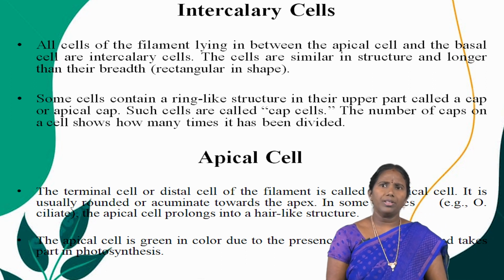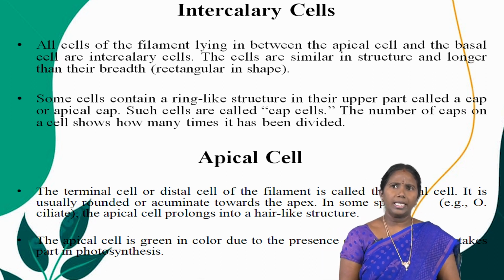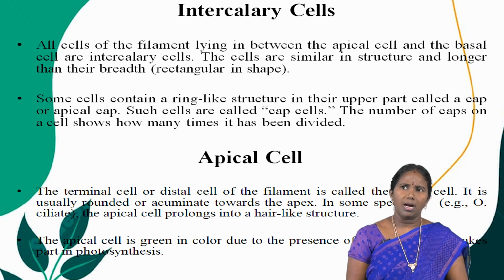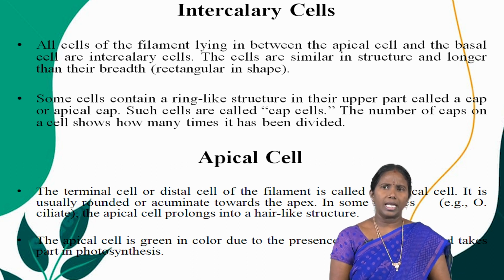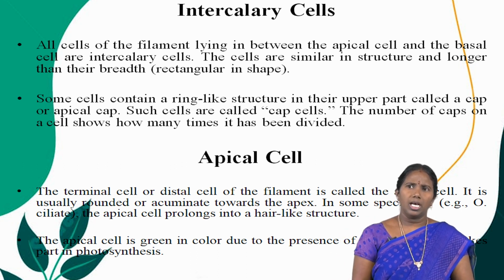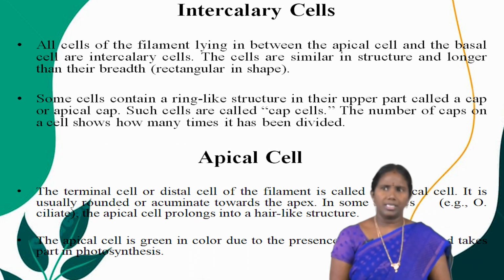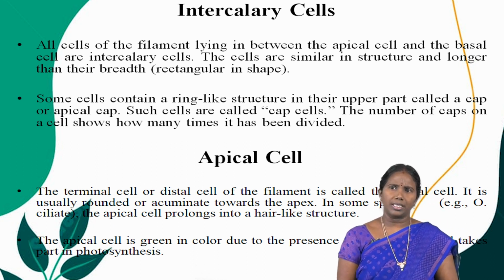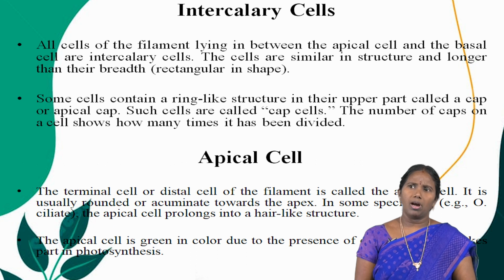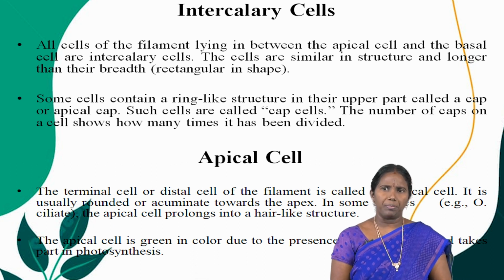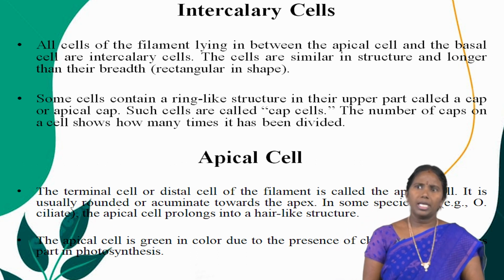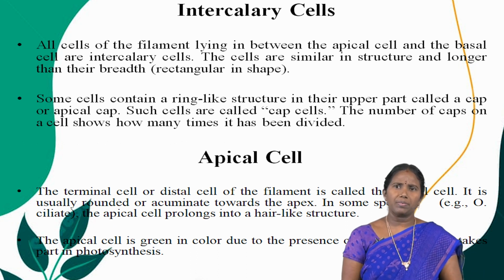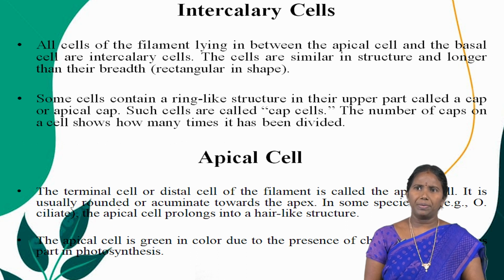Intercalary cells. All the cells of the filament lying between the apical cell and the basal cell are intercalary cells. These cells are similar in structure and longer than their breadth. Some cells contain a ring-like structure in their upper part called a cap or apical cap. Such cells are called cap cells. The number of caps on a cell shows how many times it has divided.